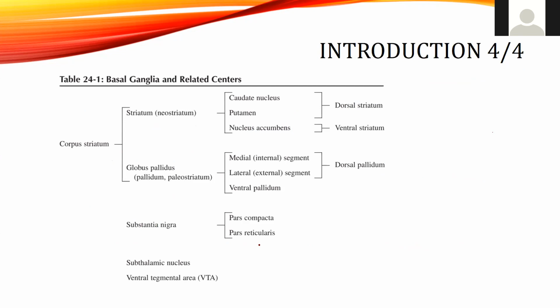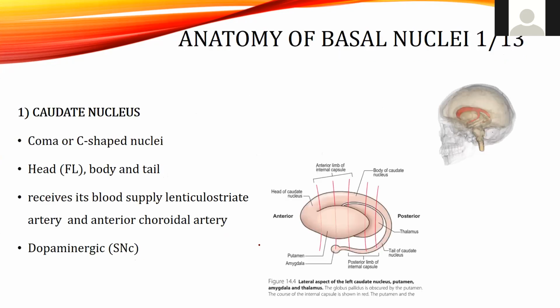The globus pallidus has two main parts. We have dorsally the internal segment and the external segment. We also have the ventral pallidum. It's divided into two parts. We have the pars compacta and the pars reticulata. We will see that in more detail later. Then let's get to the anatomy. We'll start with the caudate nucleus.